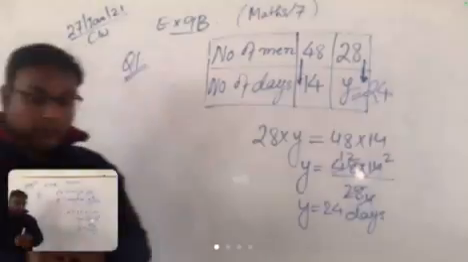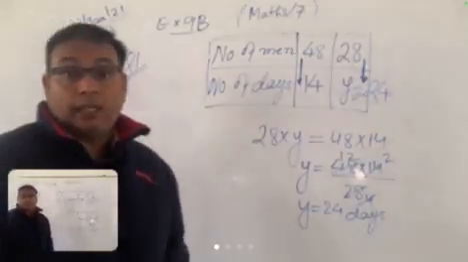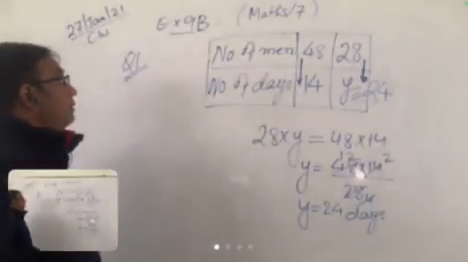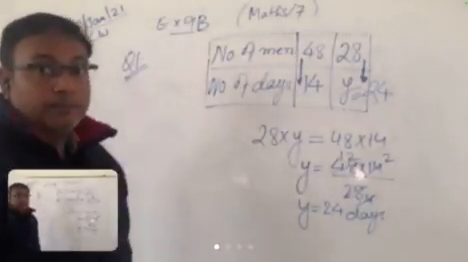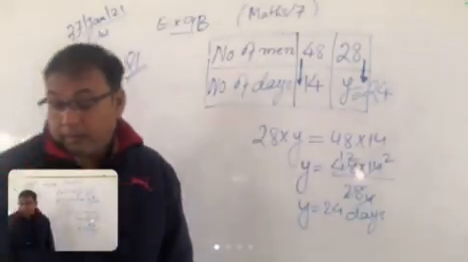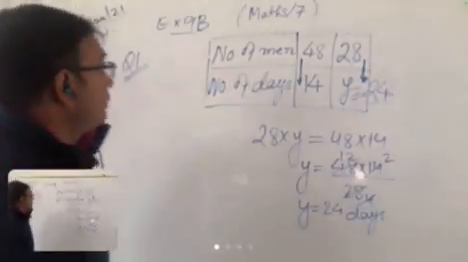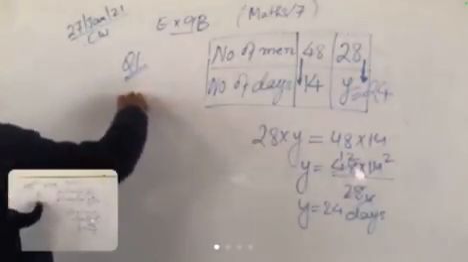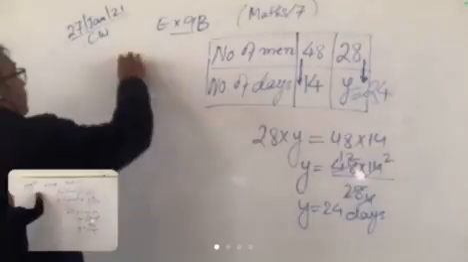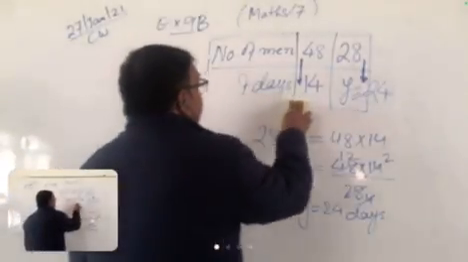Is it clear or not? Anyone has any doubt, please ask. Okay. Now how many students are in class? Sir, 9. Okay. Ankita, read the next question, please.